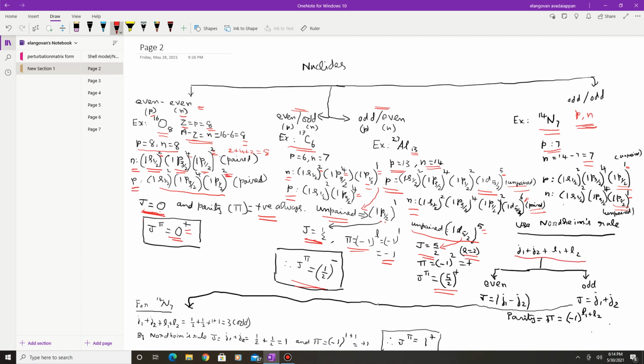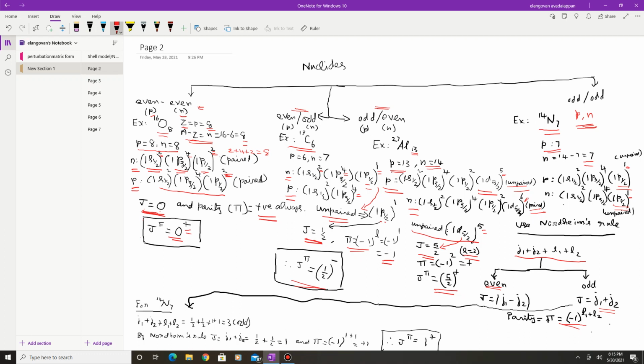You have to calculate it, and if J1 plus J2 plus L1 plus L2 gives an odd number, then the angular momentum is J1 plus J2. And if it gives an even number, then J will be the modulus of J1 minus J2. So this is how you apply Nordheim's rule. And the parity is minus 1 whole power L1 plus L2. So this is your parity. So for odd-odd nuclei you have to use Nordheim's rule.